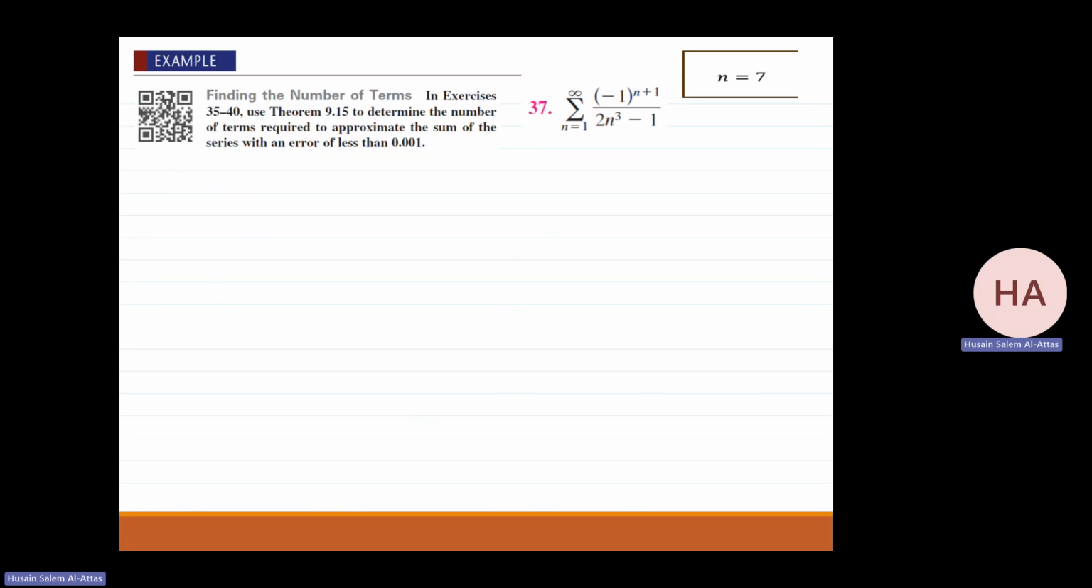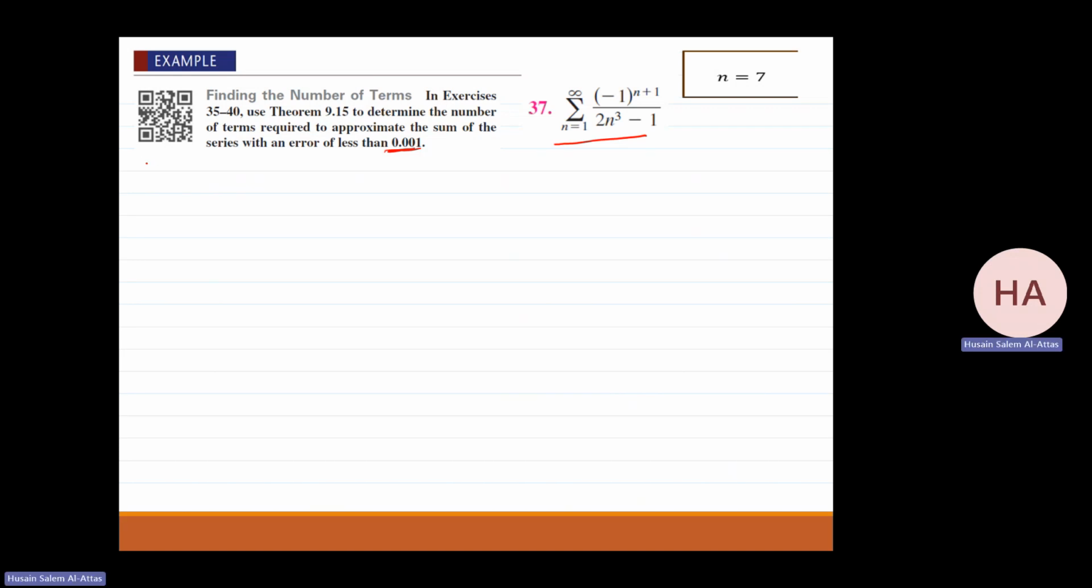I will do this example, which is a question from the book. It has this series, and the exercise says to determine the number of terms required to approximate the sum of the series with an error of less than this. The first thing we need to do is show that this series satisfies the conditions for alternating series.